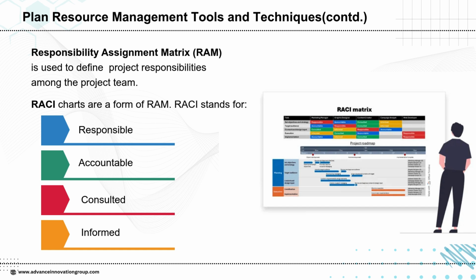The Responsibility Assignment Matrix (RAM) is a key tool in plan resource management used to clearly define project responsibilities among the project team. It links each project task or activity to the individuals or roles responsible for completing it, helping to avoid confusion and ensure accountability.